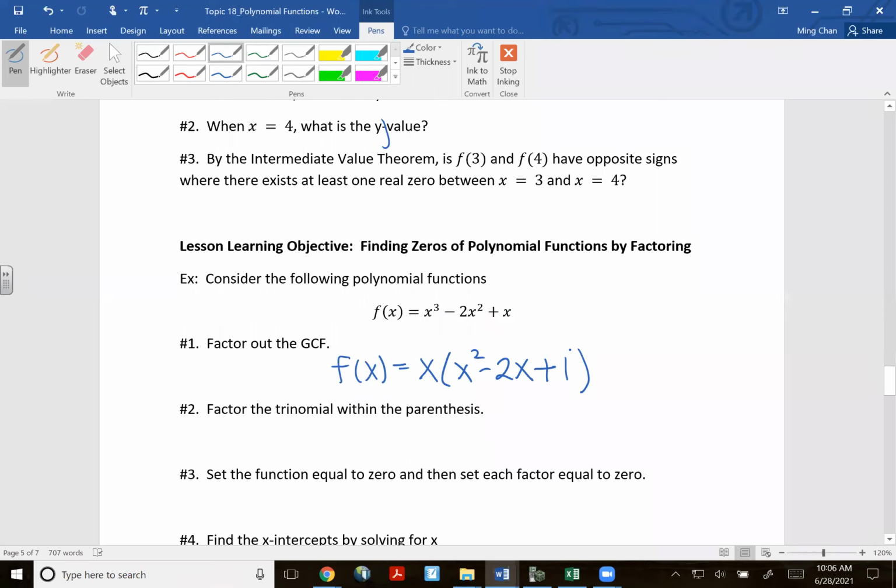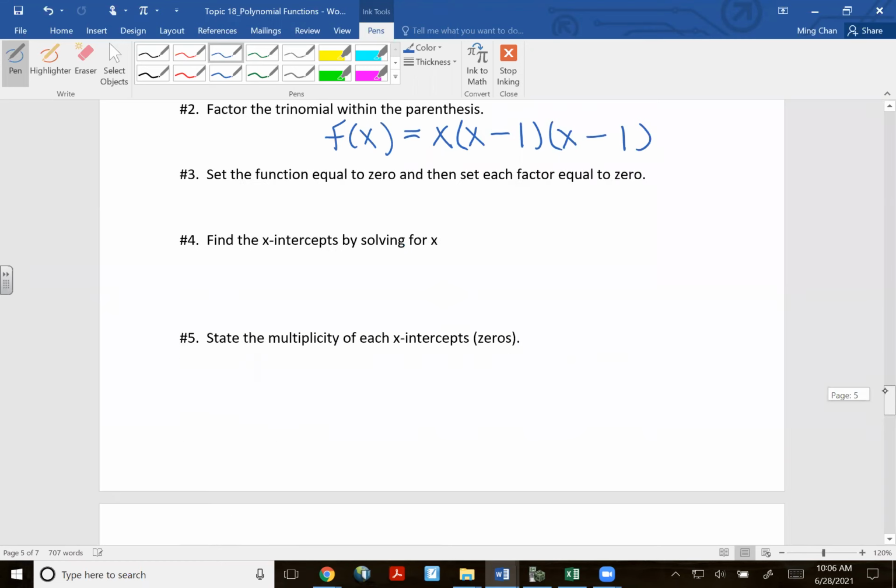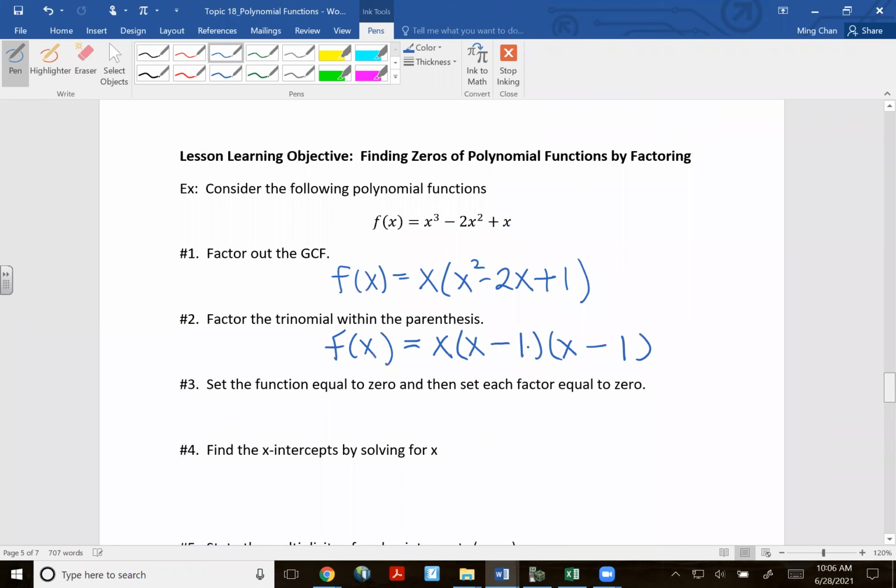All right, let's factor the trinomial inside the parentheses. I believe this is a perfect square binomial in here, so I'm going to treat it like a trinomial. For x squared, I'll use x and x. The last term is one. Since the last sign is positive, the signs for the two parentheses should be the same, either plus plus or minus minus. To end up with a negative two in the middle, I need negative one on the outer and negative one on the inner. Now I'm going to come back and rewrite this answer just a little bit.